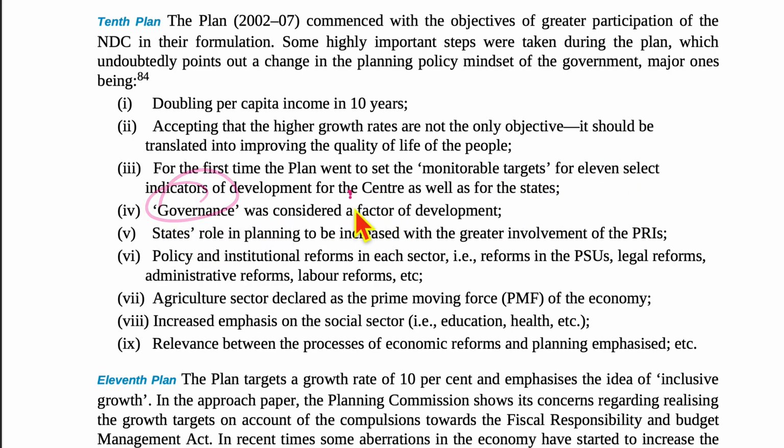Governance was considered a factor of development. The states' role in planning was to be increased with greater involvement of PRIs. Policy and institutional reforms in each sector, that is reforms in PSUs, legal reforms, administrative reforms, labor reforms, etc. The agriculture sector was declared the prime moving force of the economy, with increased emphasis on the social sector, that is education, health, etc. The relevance between the process of economic reforms and planning was emphasized.